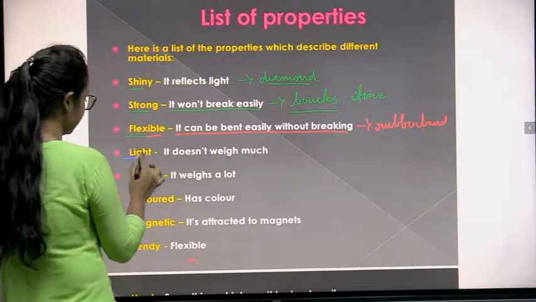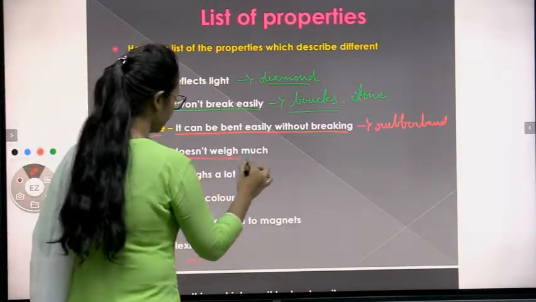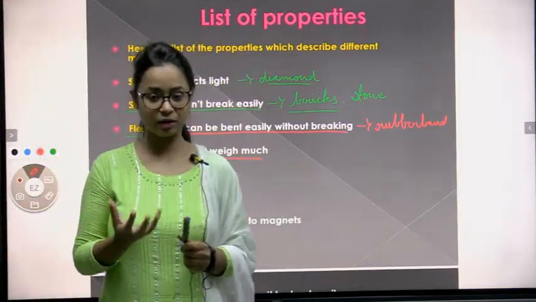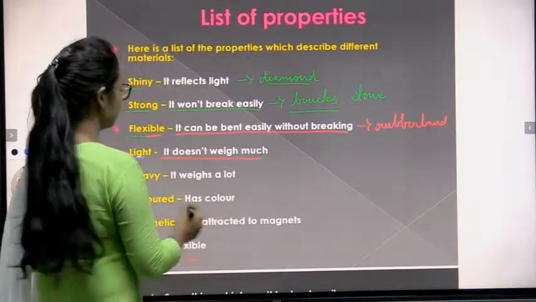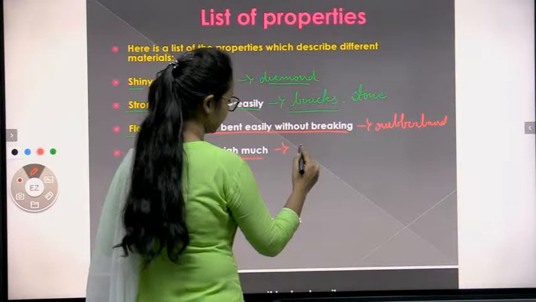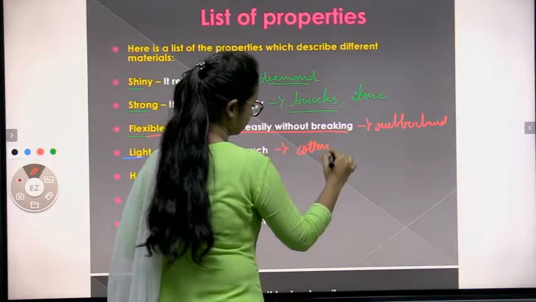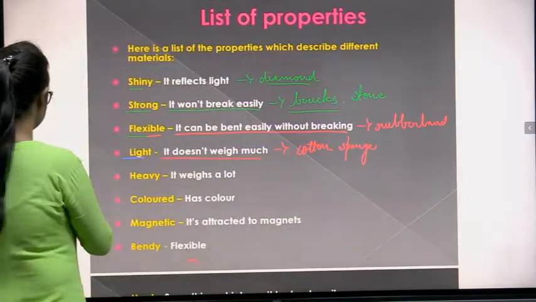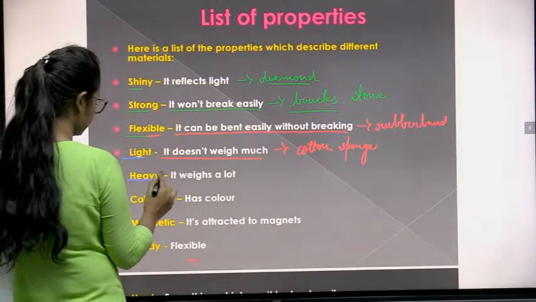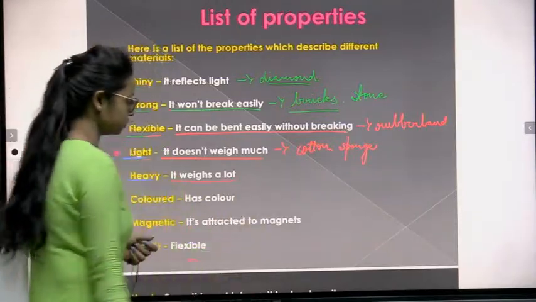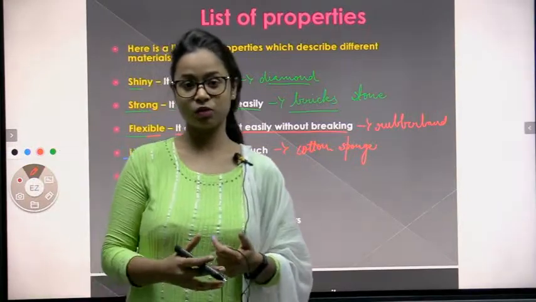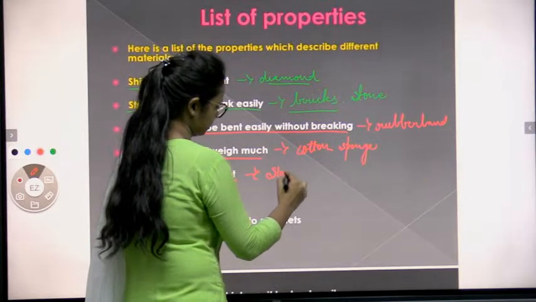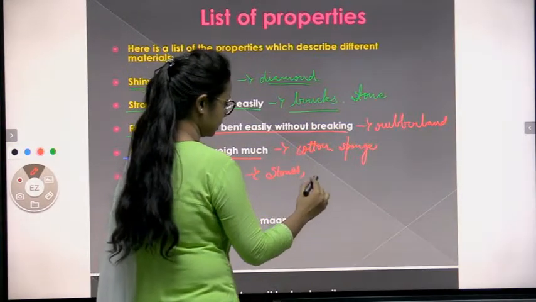Next is light. It doesn't weigh much, the lightest thing. For example, a sponge. A sponge is almost weightless. We can also take cotton, sponge. Clear? Next is heavy. It weighs a lot. Heavy means those having weight. Stones, bricks.